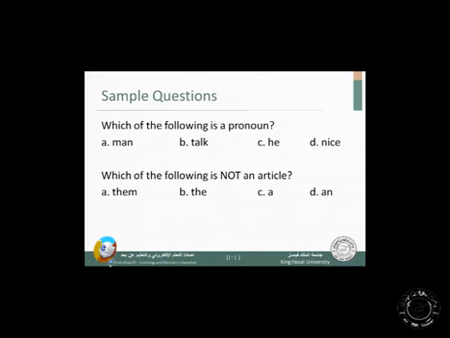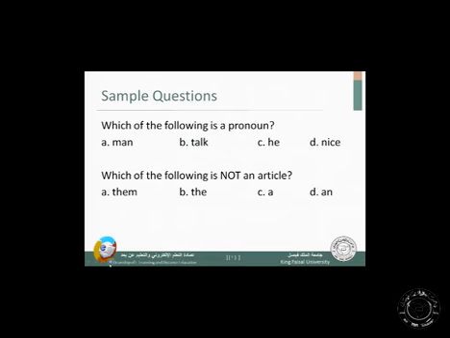Is nice a pronoun? Man is a noun, of course, so no, it is not a pronoun. Talk is a verb, it's not a pronoun. Nice is an adjective, it's not a pronoun. But he is a pronoun. Okay, it is a pro form, a form that we can use instead of another form. So in a sentence like the man is here, we can say he is here. So he takes the place of the man. It is a pro form, it is a pronoun. So the correct choice would be C.